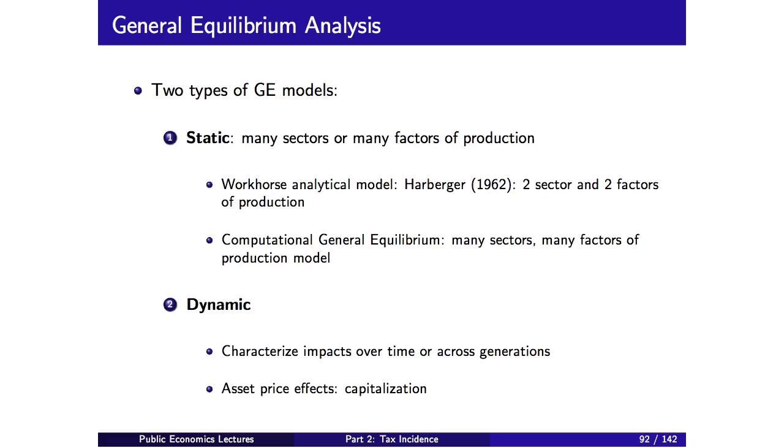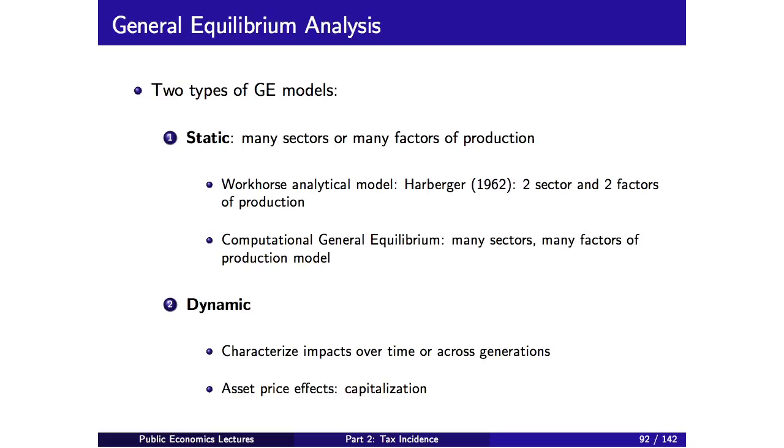So there are two types of GE models at a high level, static and dynamic. Static models typically have many sectors or many factors of production. And the workhorse analytical static model is due to Harberger in 1962, where he analyzed a model with two sectors and two factors of production. Okay, so that's a limited model. It's less limited than the partial equilibrium model, but it's still making a significant simplification.